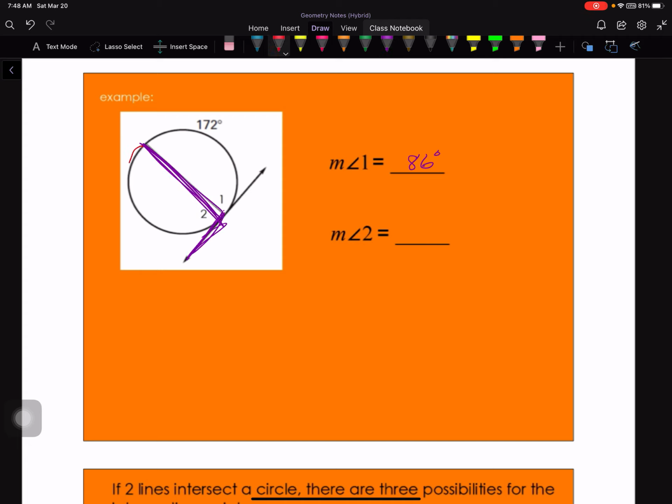you probably first want to figure out your arc measure. So you take 360 minus 172. You get 188 degrees. So this is 188 degrees out here. So angle 2 would be half of that, or 94.